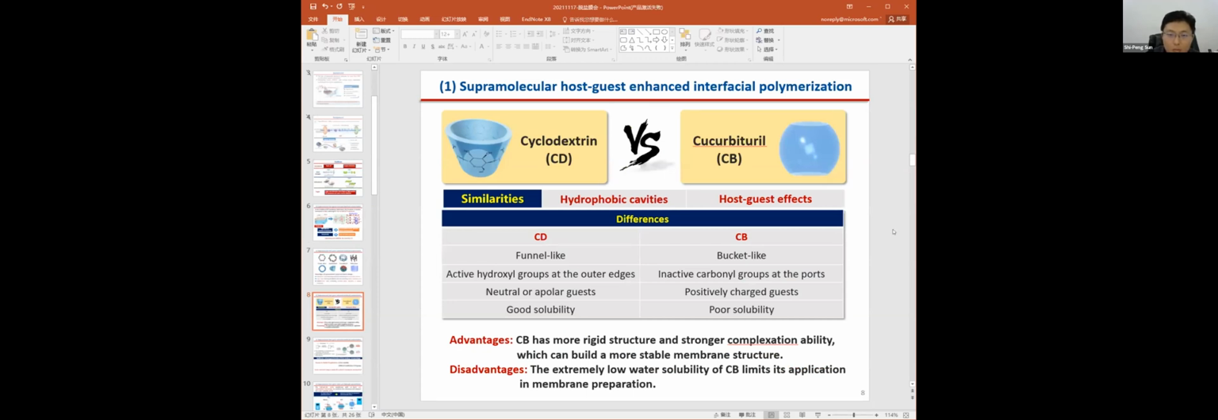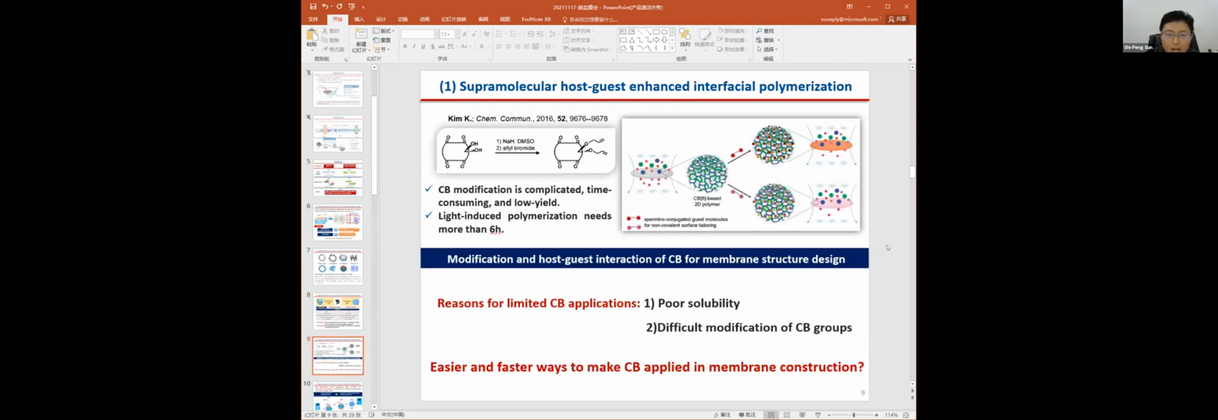So we are very familiar with cyclodextrin because many of us study the cyclodextrin in membranes. And why do we want to study CB? Because these two both have hydrophobic cavities and host-guest effects. And because CB has a symmetric structure, it has a better complex capability than CD. However, CB suffers from very poor solubility in water. That's why it was not of interest to the membrane field to prepare membranes. And before our study, we found only one paper in the literature.